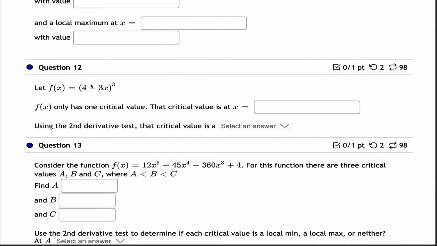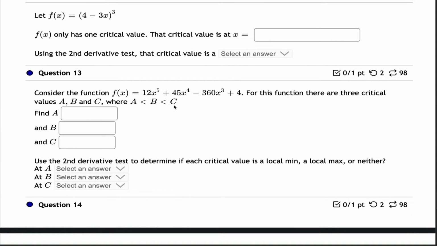Question 12. The nice thing about this one is there's only one critical value. So you could expand this all out, but I think it'll be a lot easier if you use the chain rule here to take the first derivative. I think this will be a lot easier to solve for the critical value. There's just one of them. Figure out what it is, put it here, then use the second derivative, classify it as local min, local max, or neither. Straightforward enough.